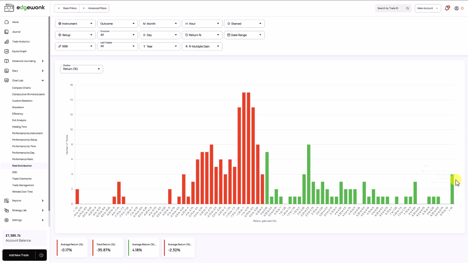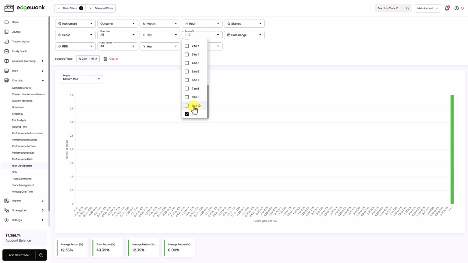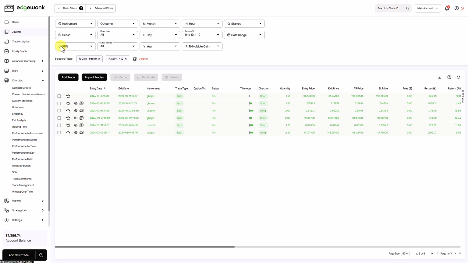And what we can see here on the far right in the risk distribution is that he has quite a few winners that are exceptionally large. So what we can do is the same here. We open the return, but we only want to look at, let's say, the largest 6 trades here for this trader. We go to the journal, and luckily he also has notes for his winning trades.